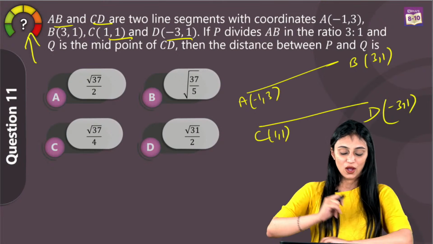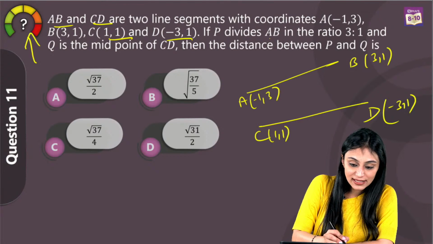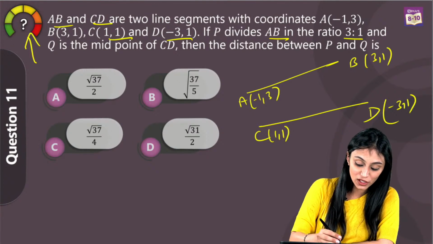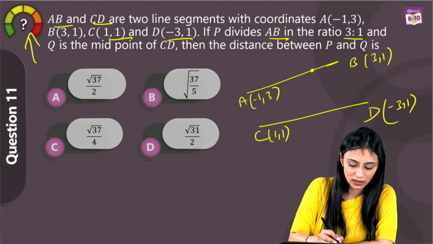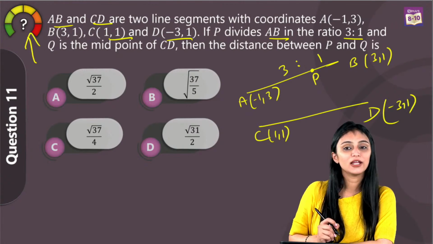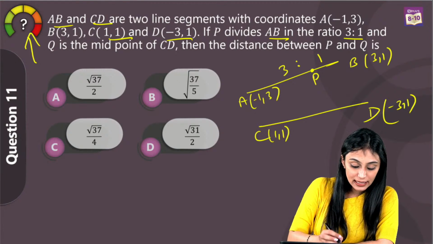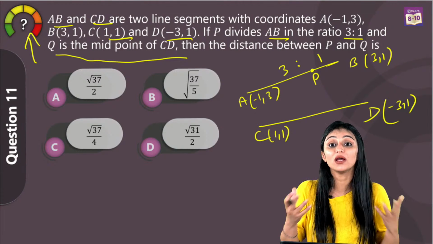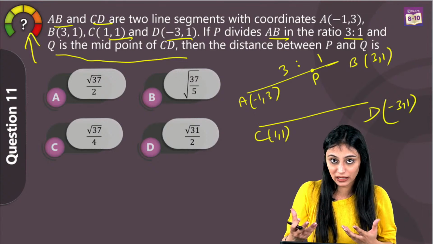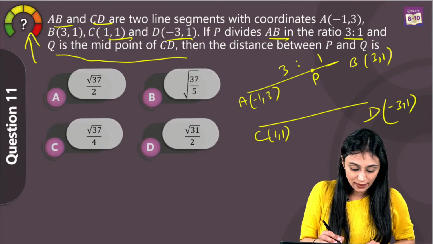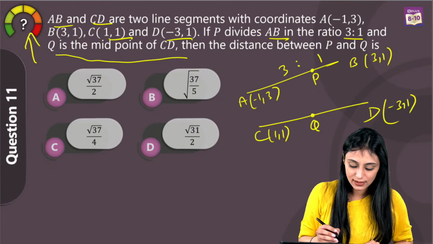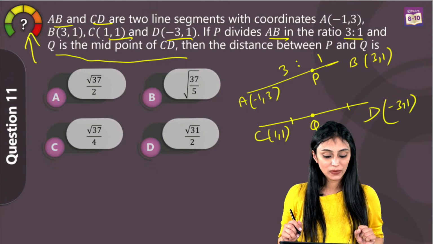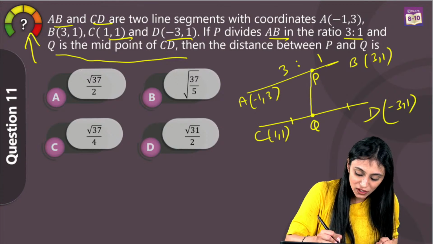Okay, now it says P divides AB in the ratio 3:1. P is dividing AB in the ratio 3:1. That means P is somewhere on AB. Let's mark it here. It is dividing this in the ratio 3:1. And Q is the midpoint of CD. Just focus, students, how I am reading the question, how I am breaking the given information, how I am utilizing it in the figure, right? Then Q is the midpoint of CD. That means definitely CQ and QD are equal. What we need is the distance between P and Q.